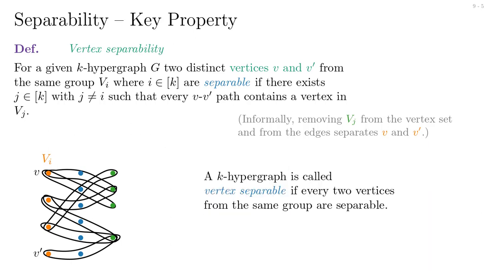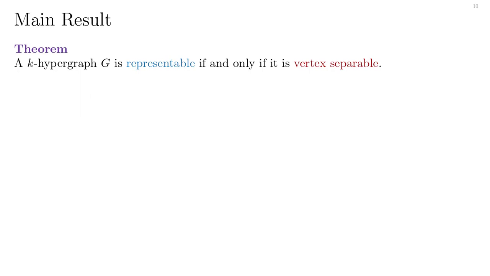If every two vertices from the same group are separable, such a hypergraph is called vertex separable. This is the main property of this work, because it already gives us the characterization of hypergraphs that can be represented via axis-aligned point line cover instances. The main result of our work: we can show that a hypergraph is representable if and only if it is vertex separable.